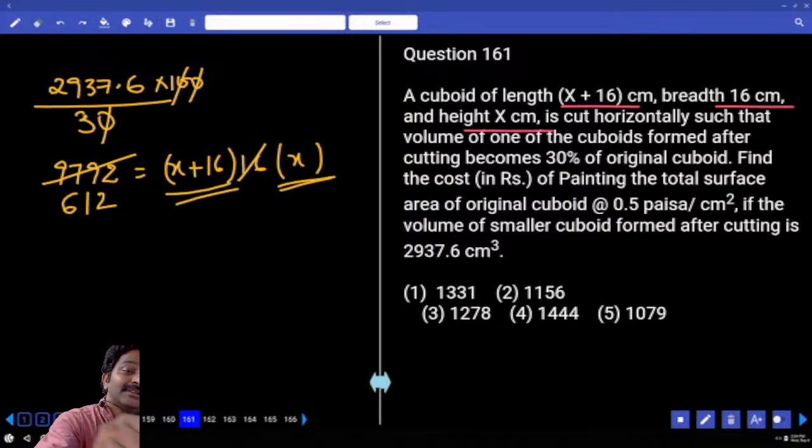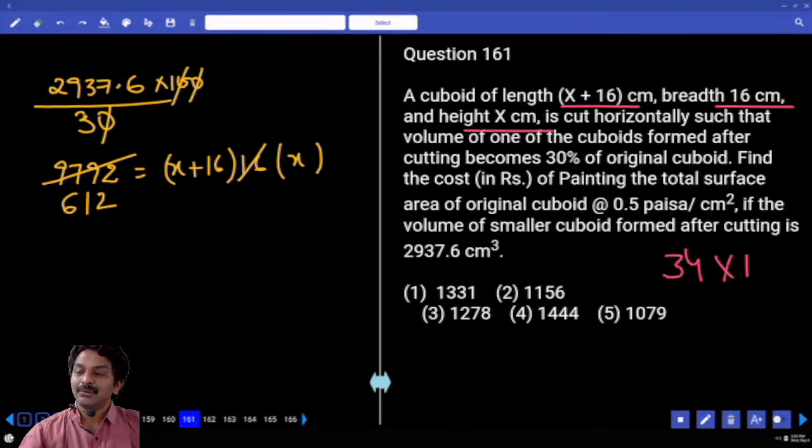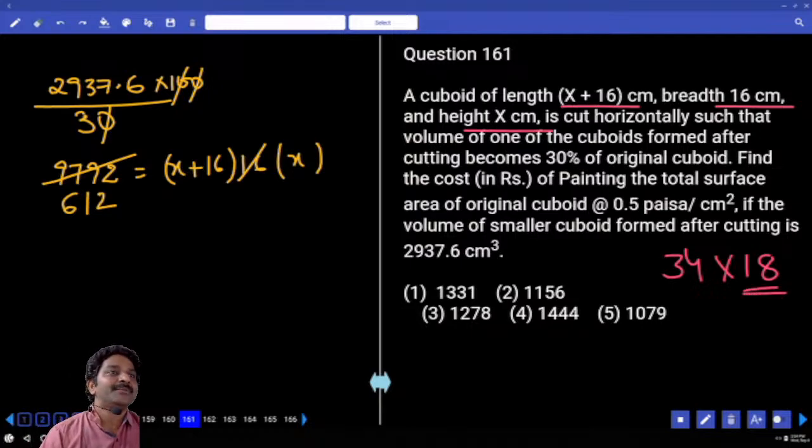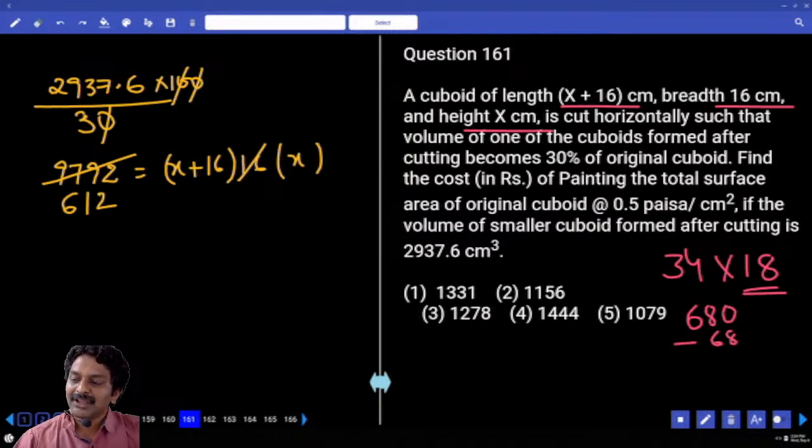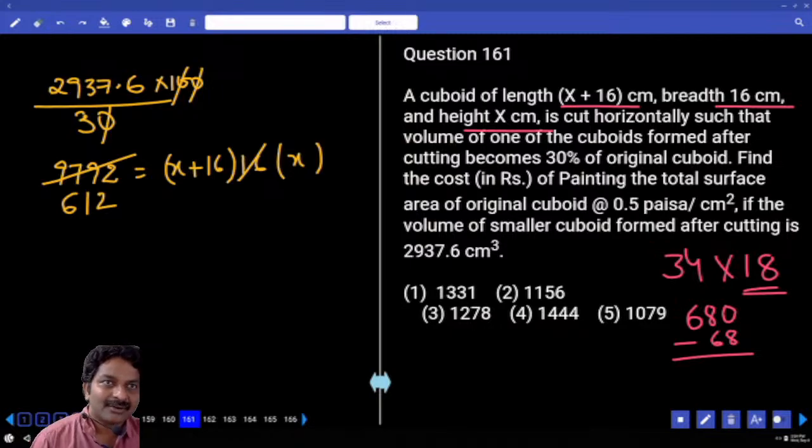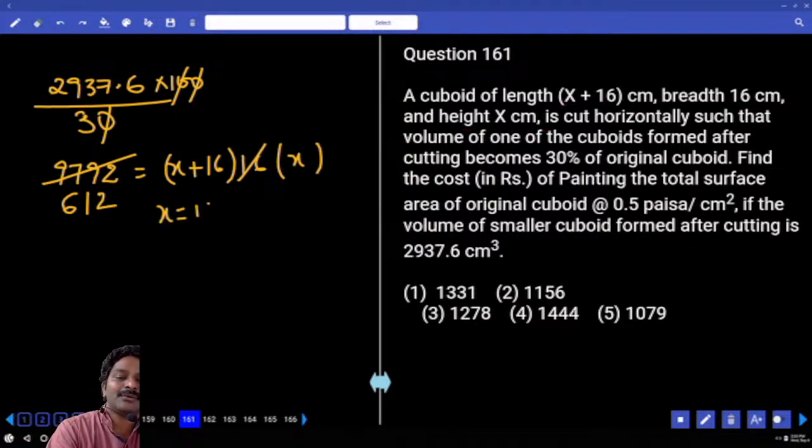And this becomes 18 plus 16, 34 into 18. 34 into 18. Let's see. Can I write this number as 20 times minus 2 times? First last digit verification I did. 4 into 8, 32 satisfied. Let me do it further. 20 times is 680. Minus 2 times is, total value 612. Satisfied or not? So what is x value? So now when you get x is equal to 18. Finally, what is that you want to paint?